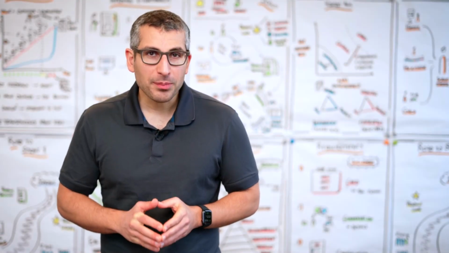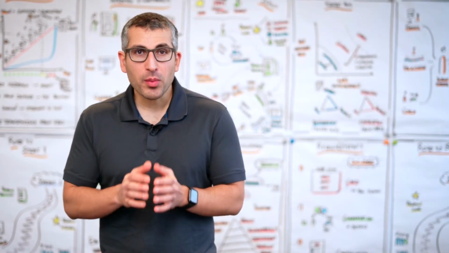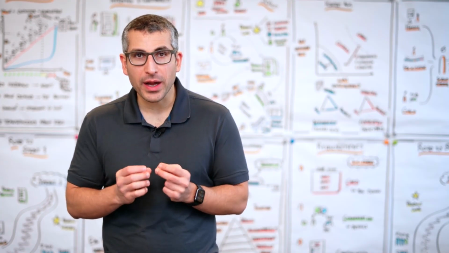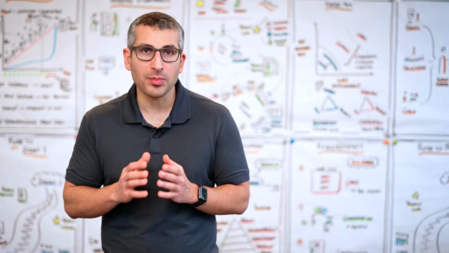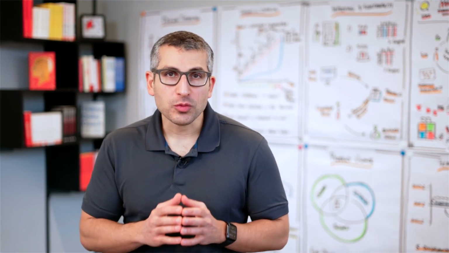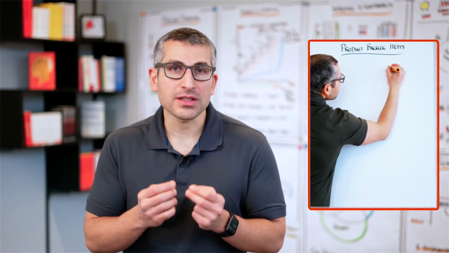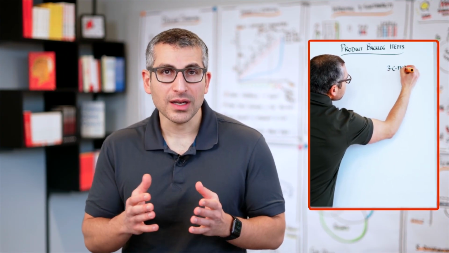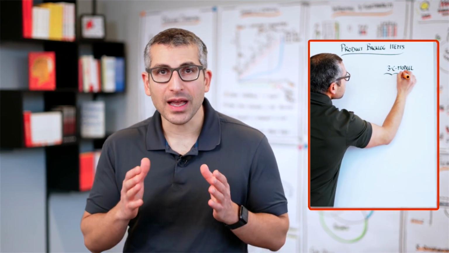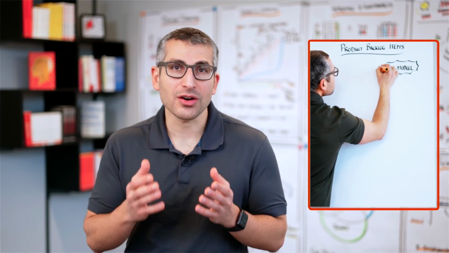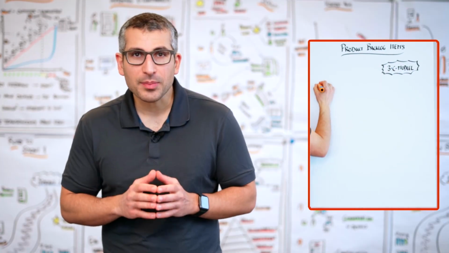Hi, and welcome back. In this video, we will explore a systematic way of how to create product backlog items. The model that we're going to use is called the 3C model. Why 3 Cs? Because it has 3 steps and every single one of those steps starts out with a C. Let's look at step number 1.